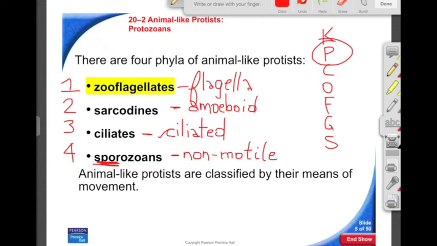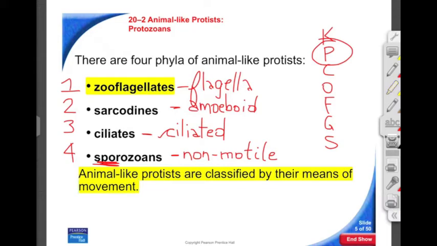So, animal-like protists, classified by how they move. And that's an important point to make. It's a pretty simple way of classifying the animal-like ones. So I'll give you a chance to copy that down.